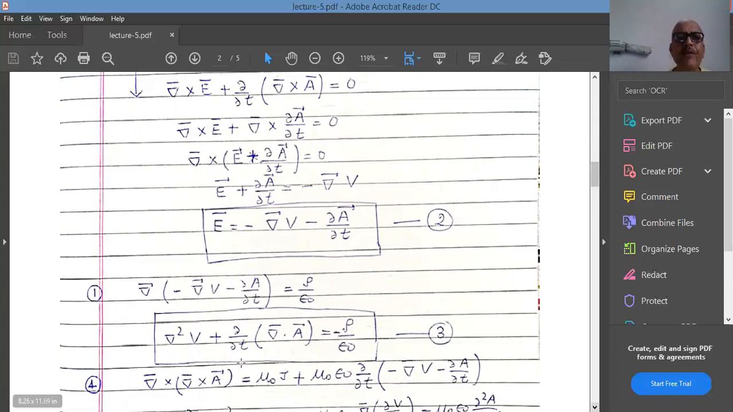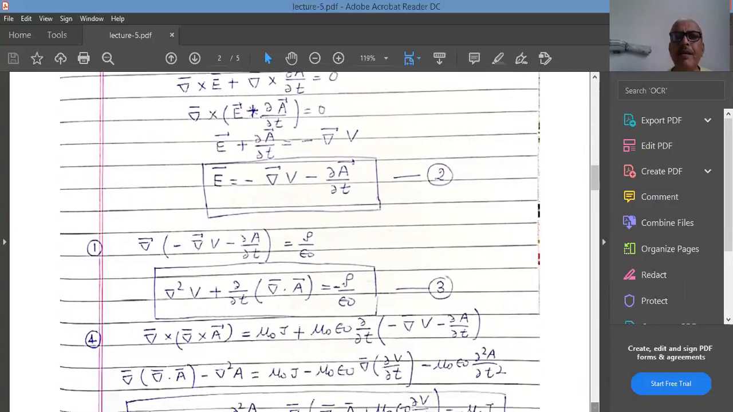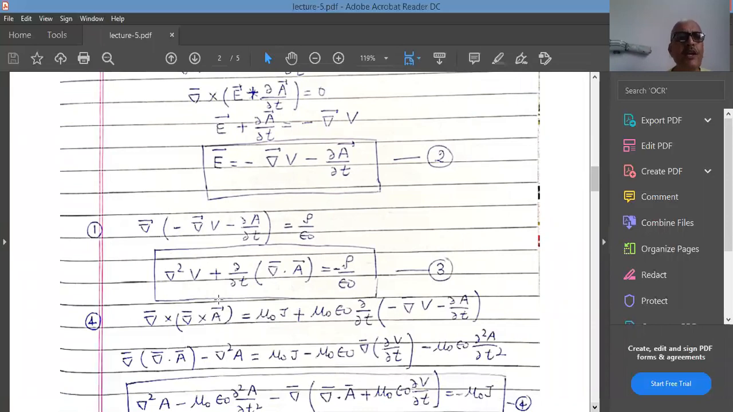So we have one equation here that we have obtained by exploiting the first Maxwell equation. Now we make use of the fourth Maxwell equation. So it becomes now curl of curl of A, which you already know can be written as gradient of divergence of A minus del square A, mu 0 J as it is, plus mu naught epsilon naught del over del t of E, and E is minus gradient of phi minus del A over del t.